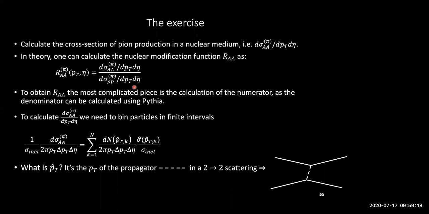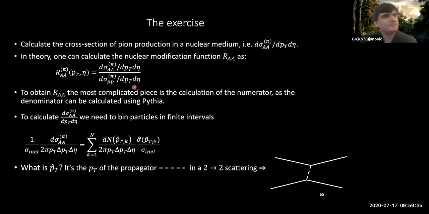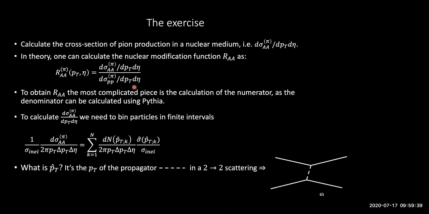Maybe at this point, there's two questions that seem interesting, so let me go through them that just came in. The first one is, shouldn't LPM suppression be larger for larger energy emissions in QCD because the formation length grows with E, where E is the energy? Do you want me to repeat? Shouldn't LPM suppression be larger for larger energy emissions in QCD because the formation length grows with E?